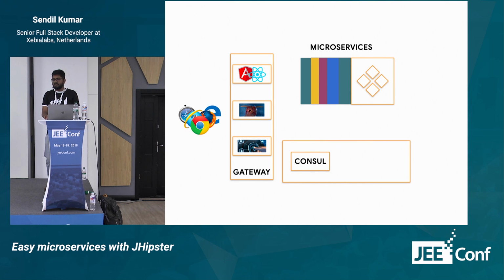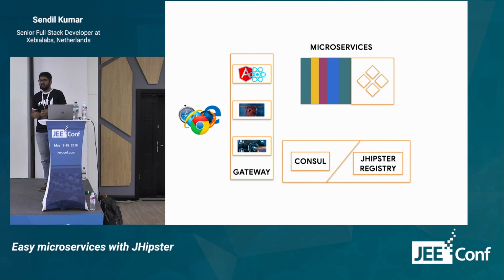And you need a service registry health checker. We have 2 options here. One is Consul, which is a tool from HashiCorp. And another one is the JHipster Registry, which is a tool that has been generated by the JHipster developers themselves, and it's completely based on Spring Cloud Config. So what is the difference between these two?